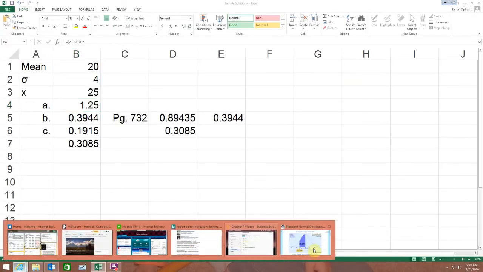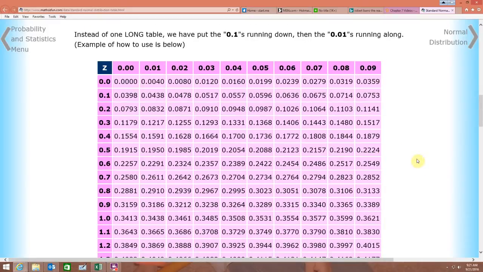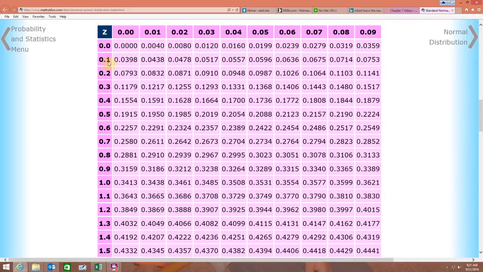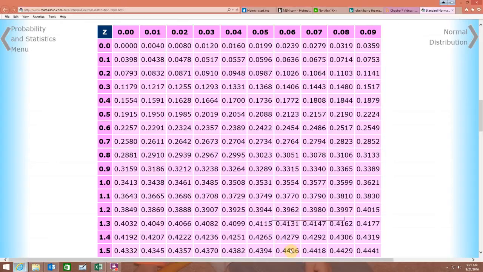If you remember, when you look at your chart in the back of the book on page 732, what you do is come down the z column to the number we found, 1.25, so I've got 1.2, and then I come across under the 0.05, so 1.25 corresponds to 0.3944. You look that up, and that's my new favorite toy. You can do it that way.